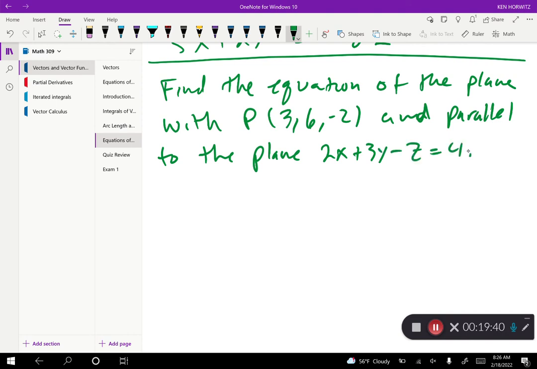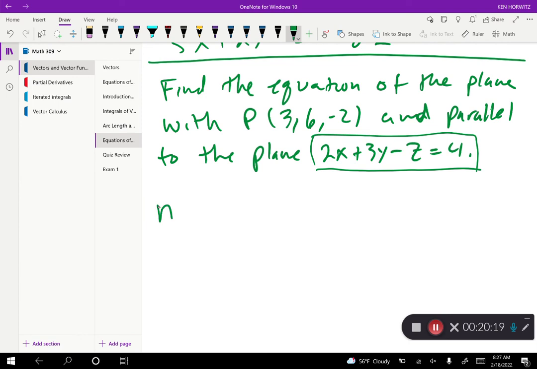All right. So I like this problem. Like I said, I've seen this one done before. I like it because there's a little bit of a conceptual kick to it. We're finding the equation of some plane that's parallel to a different plane. So if I were to get a normal vector to this plane, wouldn't it be a normal vector to the plane that I'm looking for? Because they're parallel. So the answer is yes.